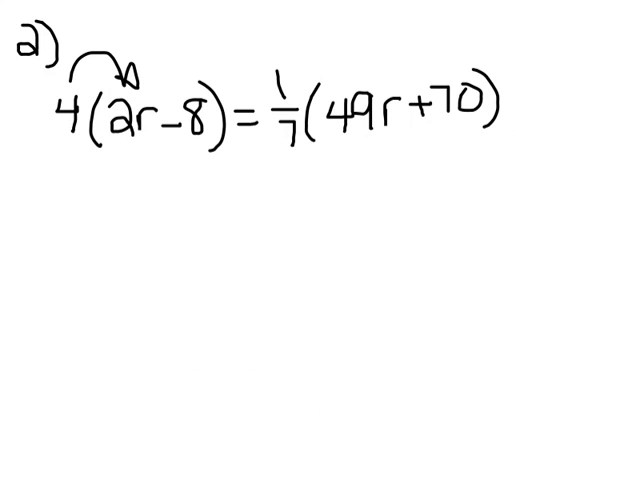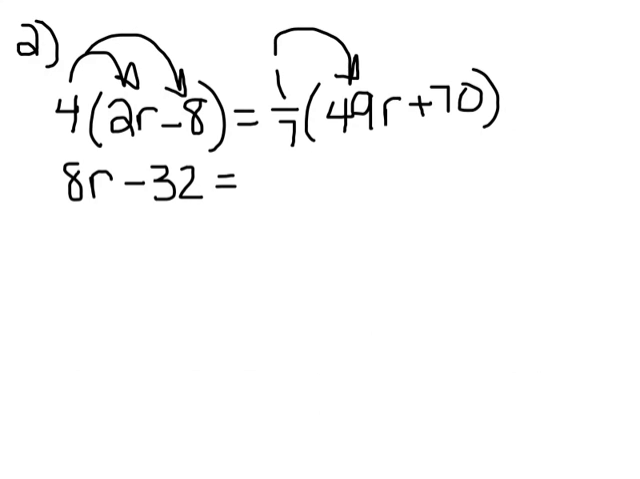In example 2, we'll start out by doing the distributive property. 4 times 2r is 8r. 4 times a negative 8 is a negative 32. 1/7 now times 49. So remember, we're multiplying our top numbers and we're dividing by a bottom number. So 1 times 49 is 49. 7 times 1 is 7. So really we'll have 49 over 7, which is 7r. Again, we'll have 70 on the top and a 7 on the bottom here. So 1/7 times 70 is really 70 divided by 7, or 10.